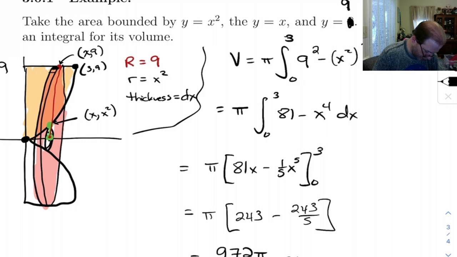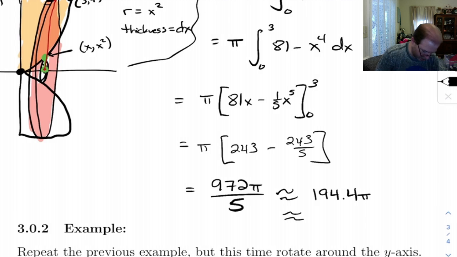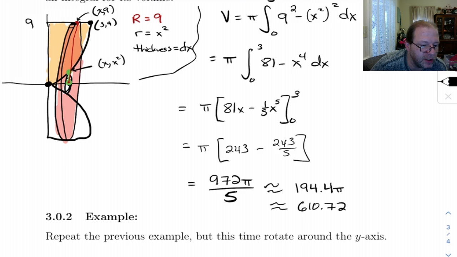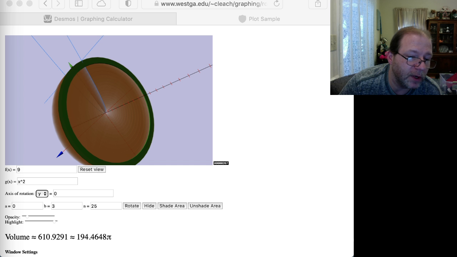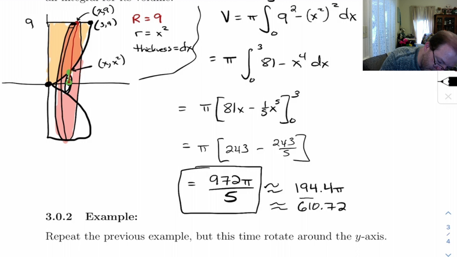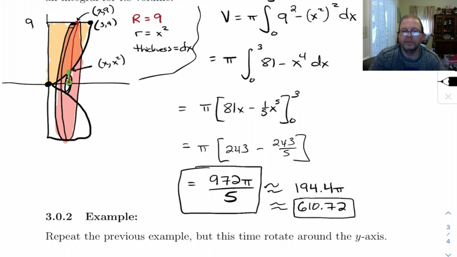And what is that approximately? 194.4 pi. If I do that, I get 610.72. And if we compare that to, oh, I'm sorry. For a second I thought that was invisible. All right, let's compare that to what the computer got. 610.9 and 194.46 pi. So 610.9 versus 610.72, not bad. The thing is, this is exact. This is an approximation to being exact. The calculator's decimal approximation is made by multiplying by its approximation of pi. The computer, when it does it, is doing it numerically the whole way through.